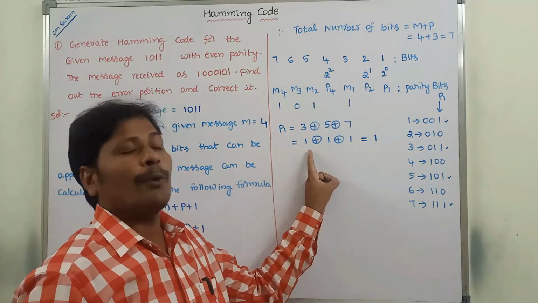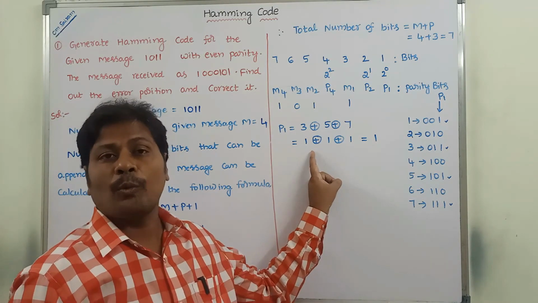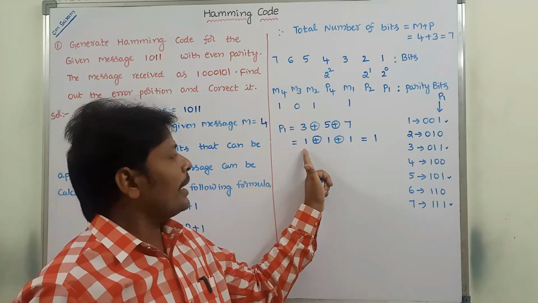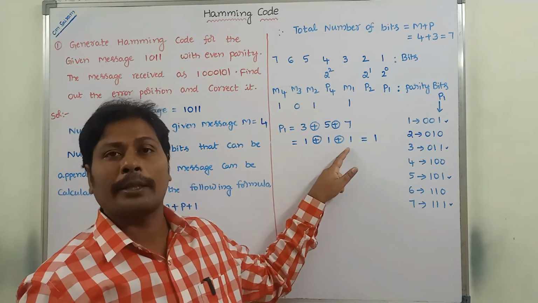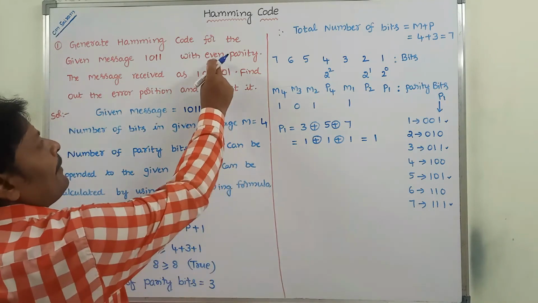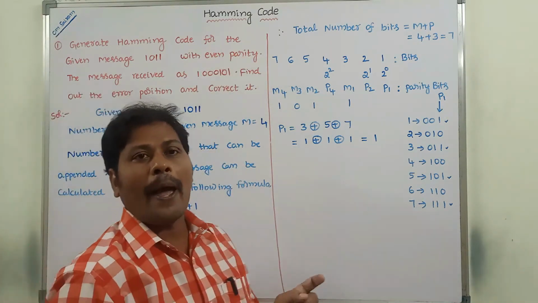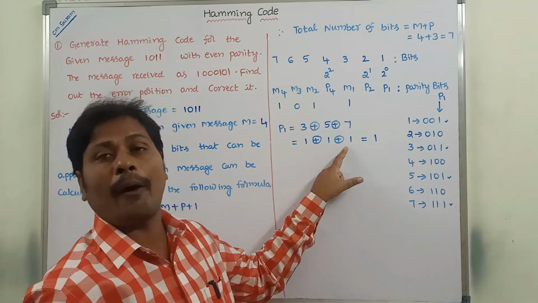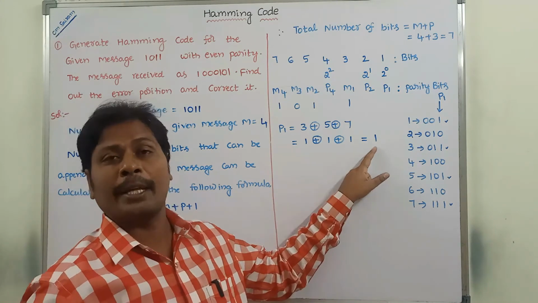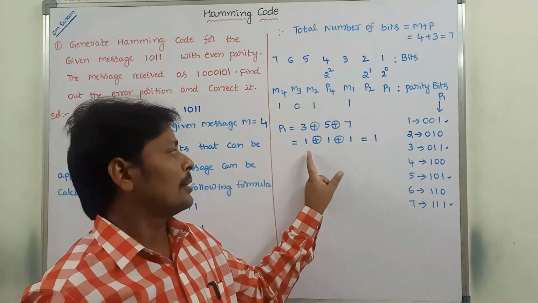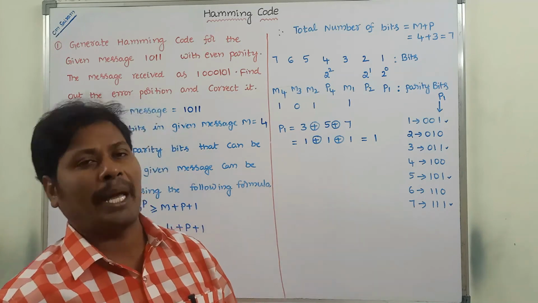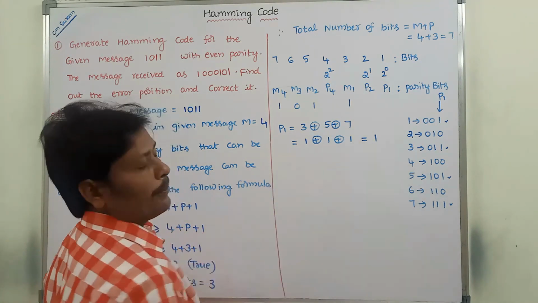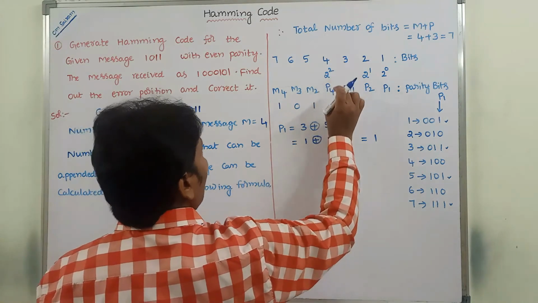Without using the exclusive OR operation, we can also do it another way: how many ones are there? 3 ones are there. To become even parity, what extra bit do we have to add? That is 1, because 3 ones is an odd number. We add another one as the parity bit, then the 4 ones become even parity. This is also used for finding the parity bit. Next we have to calculate P2.